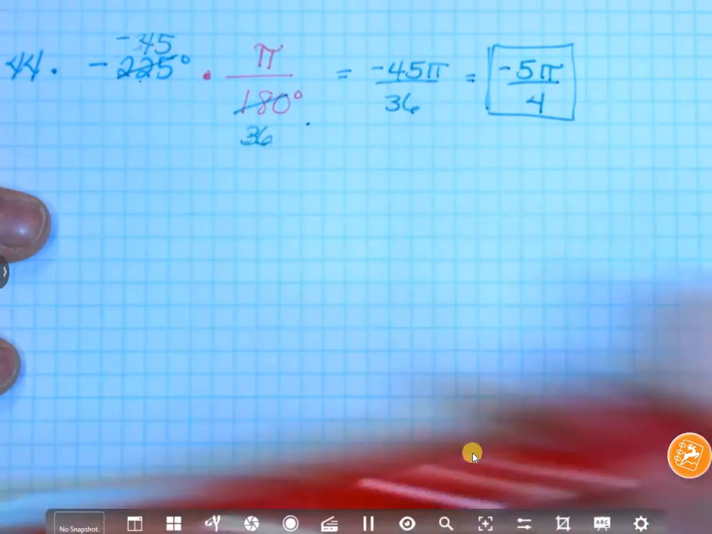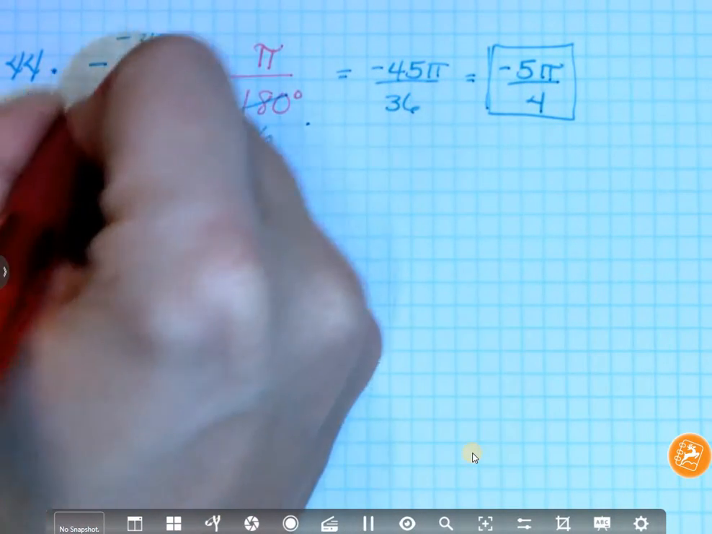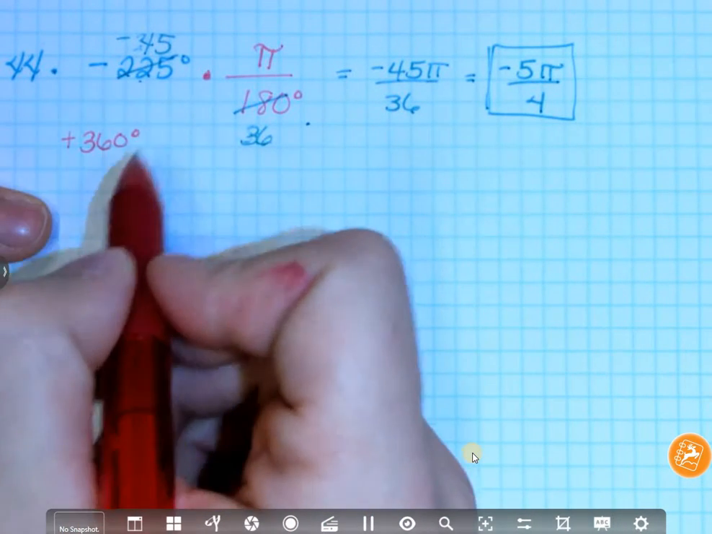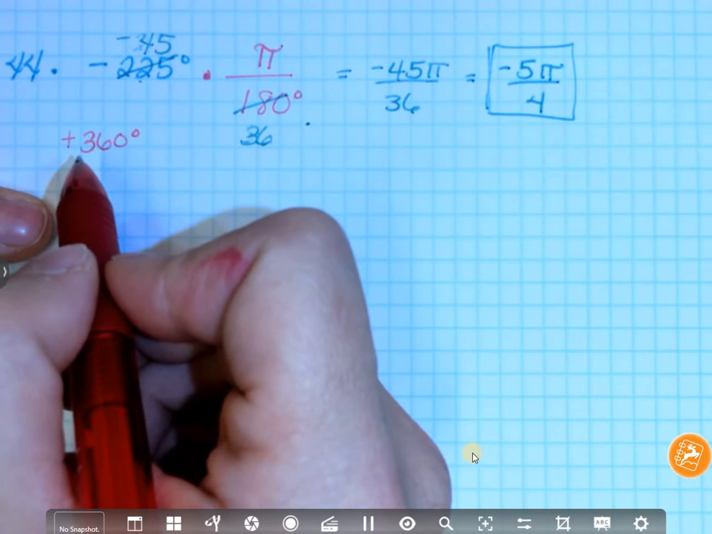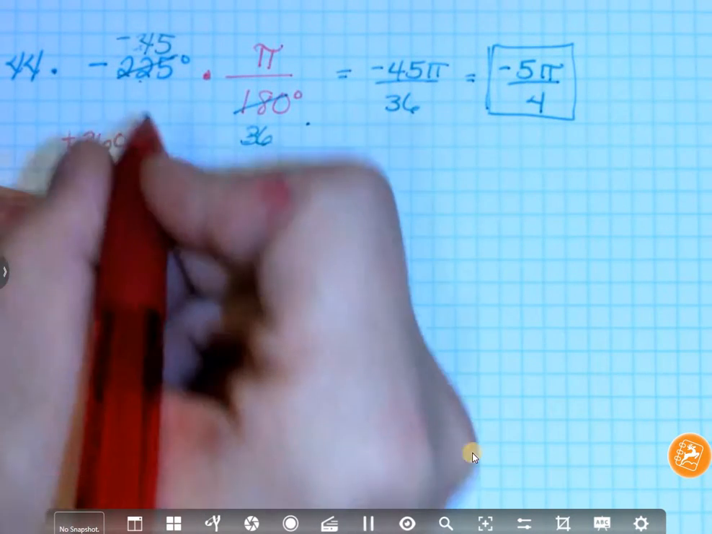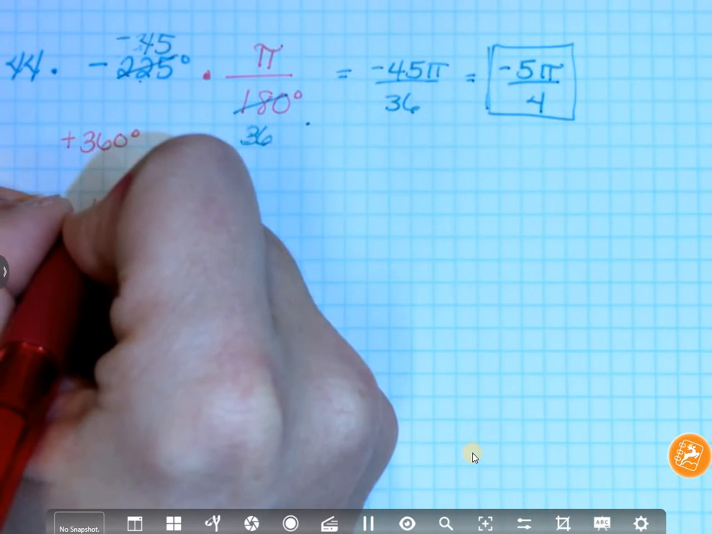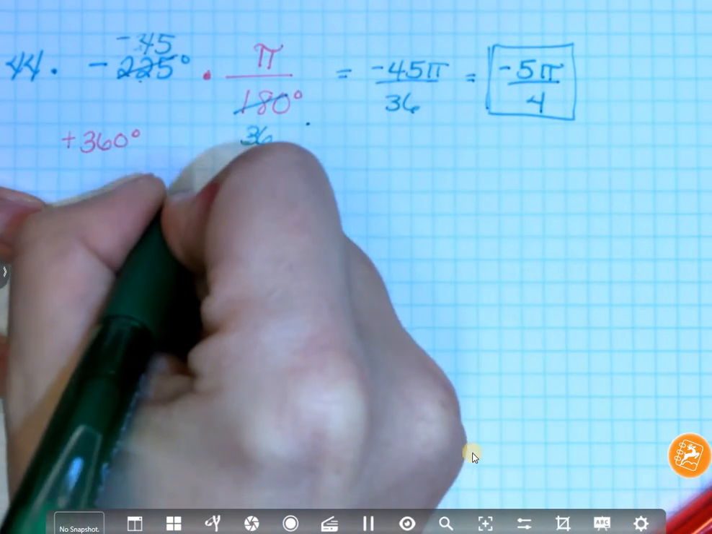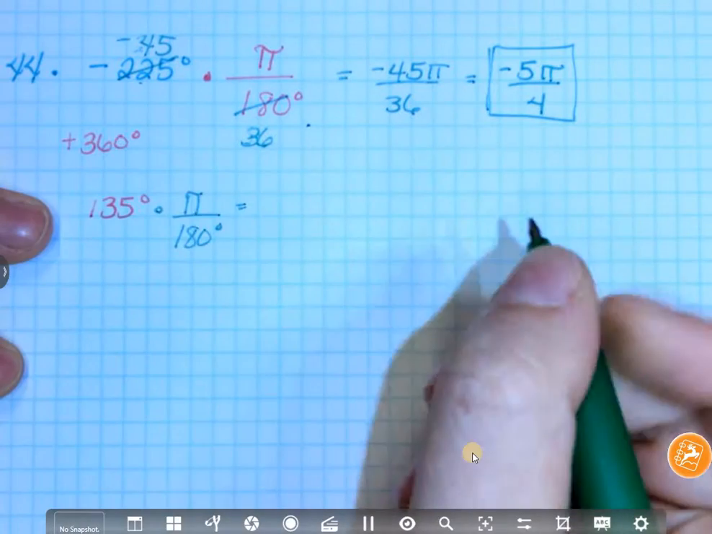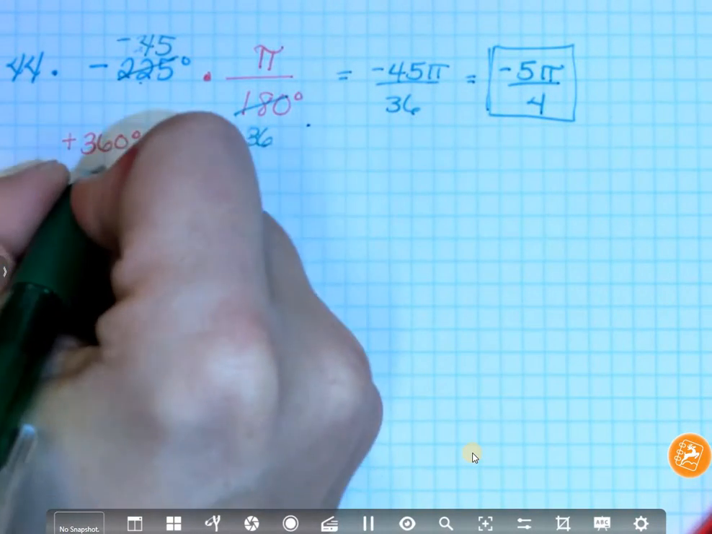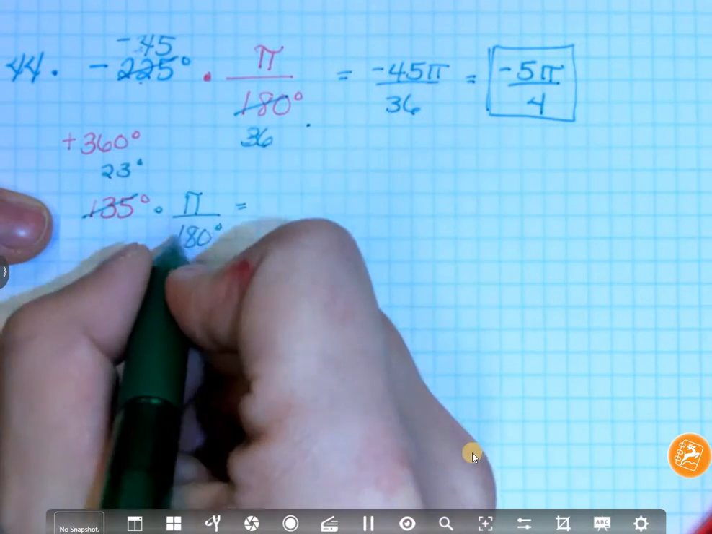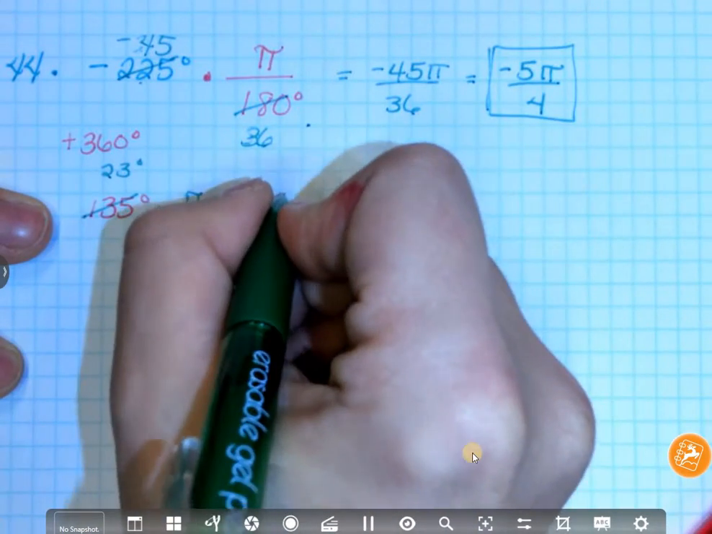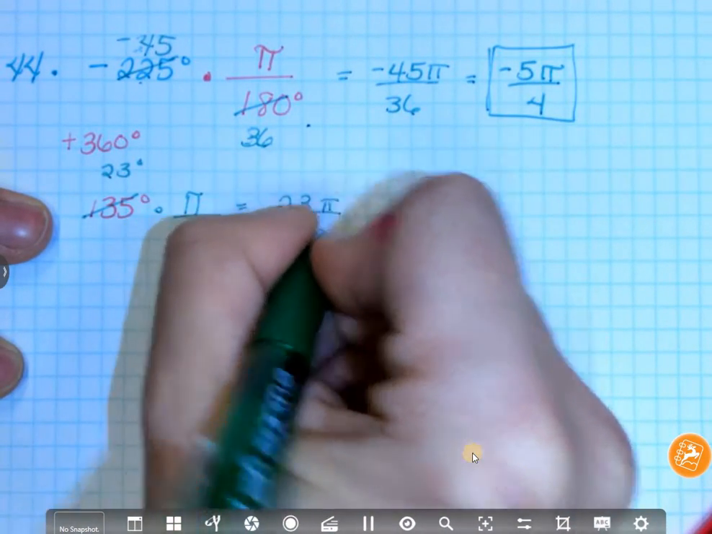It is also perfectly well and good. You have a negative answer or negative problem, add 360 to that to get what the positive would be. So negative 225 plus 360 would give you what? 135. And you can use 135 and then change your answer. So again, 5 goes into that. 5 goes into 13 twice, 1 left over, 23 degrees. 5 goes into this 36. And so that's going to be 23 pi over 36.